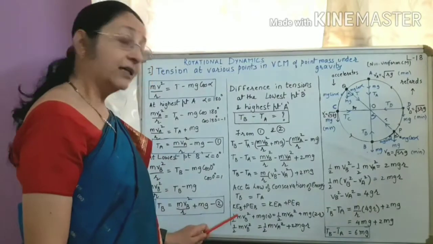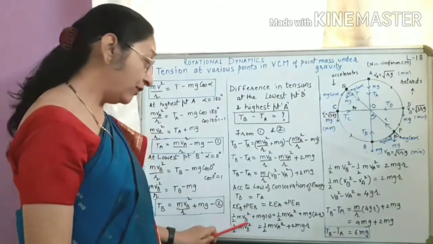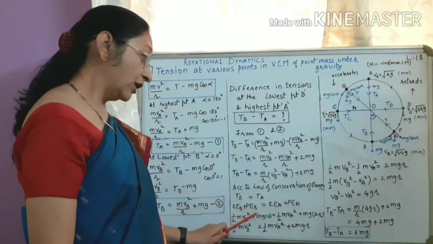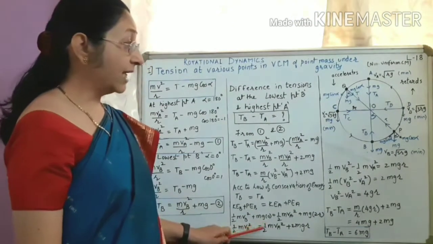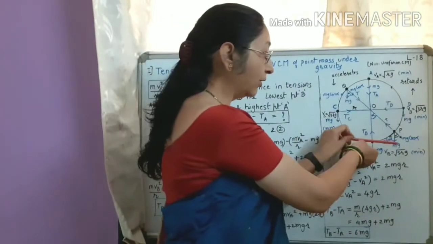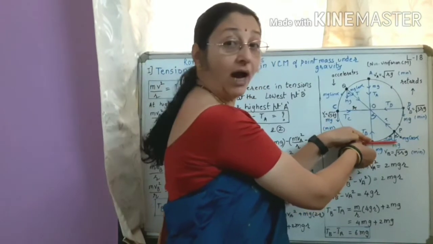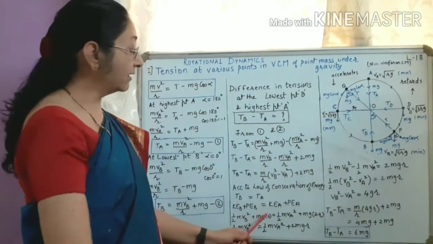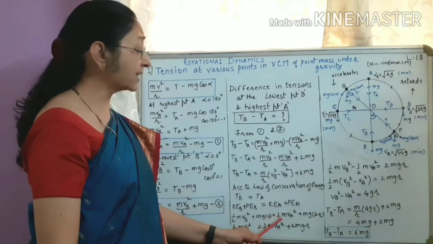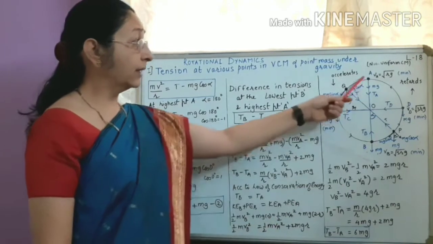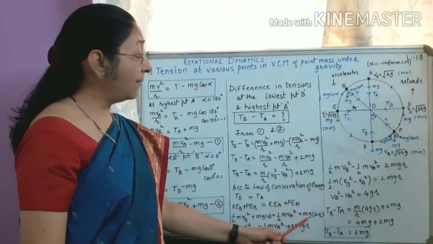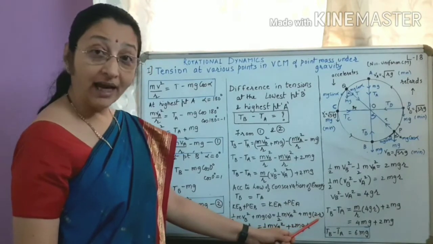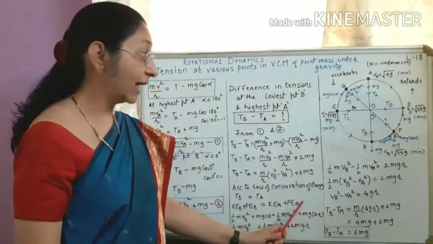Now, kinetic energy at point B is half m vB square, plus potential energy at point B is mgh. Now, what is h? Height at point B, because this point B is the base point. So, height is 0. So, we write here 0, plus half m vA square, the kinetic energy at the highest point A, plus mgh, that is the potential energy at point A.